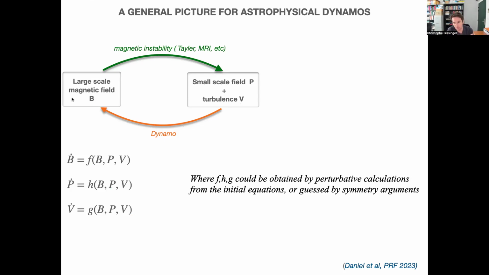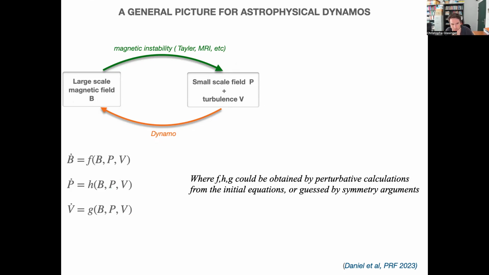And we've been very interested in this with Florentin Daniel because we realized that if we have so many systems that are showing a very similar behavior, maybe we can build a very simple model capturing this behavior.